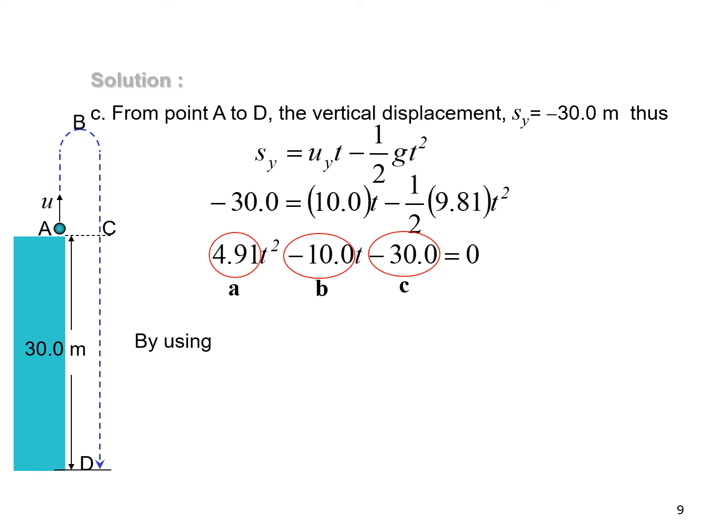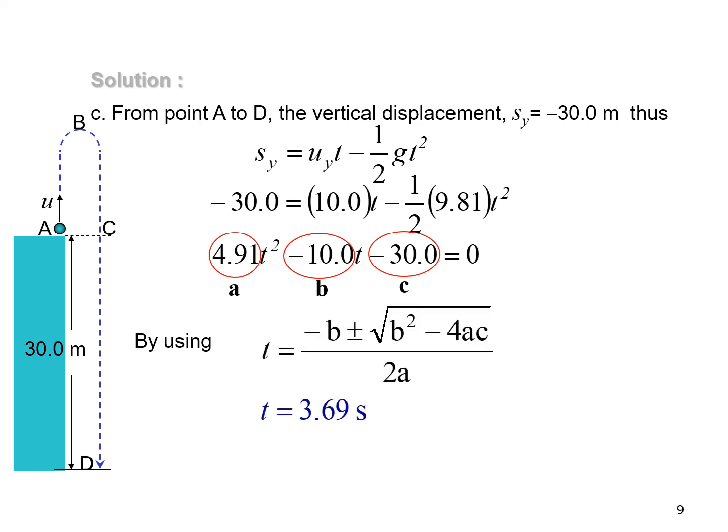What you can do is rearrange in terms of ax squared plus bx plus c. So value A will be equivalent to 4.91, B will be equivalent to 10, and C will be equivalent to negative 30. If you use the equation solver, you will get 3.69 or negative 1.66. For the value of time, we will always have a positive value, so you can ignore the negative value, because time doesn't exist in a negative domain.